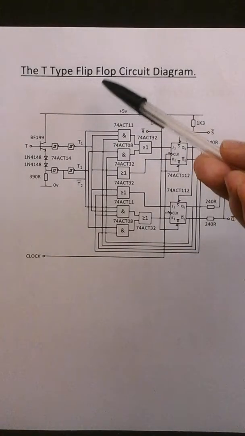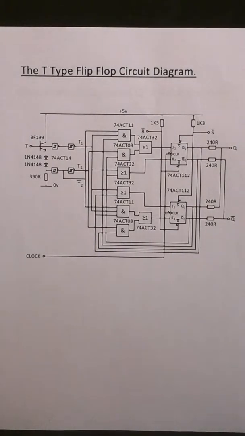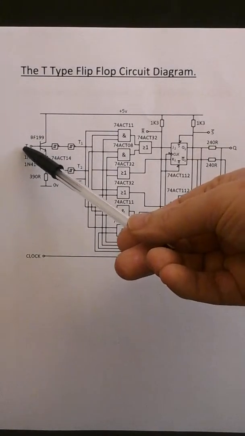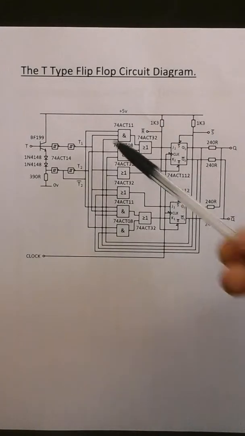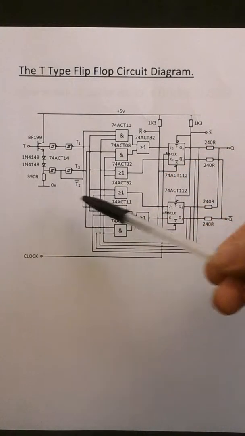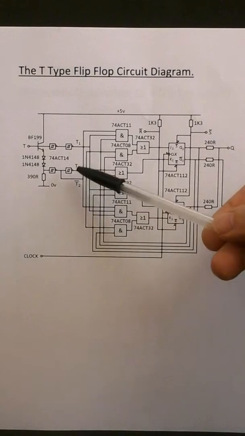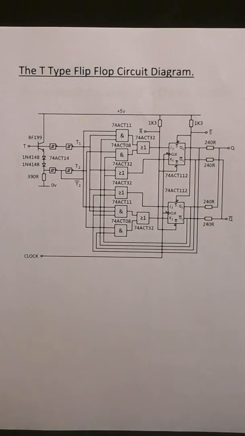Here we have the T-type flip-flop circuit diagram. Here you have the ternary input T, and we convert it to binary here. So these are the binary components, not T2, T2 and T1. Here we have the output. This is the ternary output Q and the ternary output Q bar. So if Q was to cycle 0, 1, 2, Q bar would cycle 2, 1, 0. So it would be the opposite: if this counted up, then Q bar would count down.